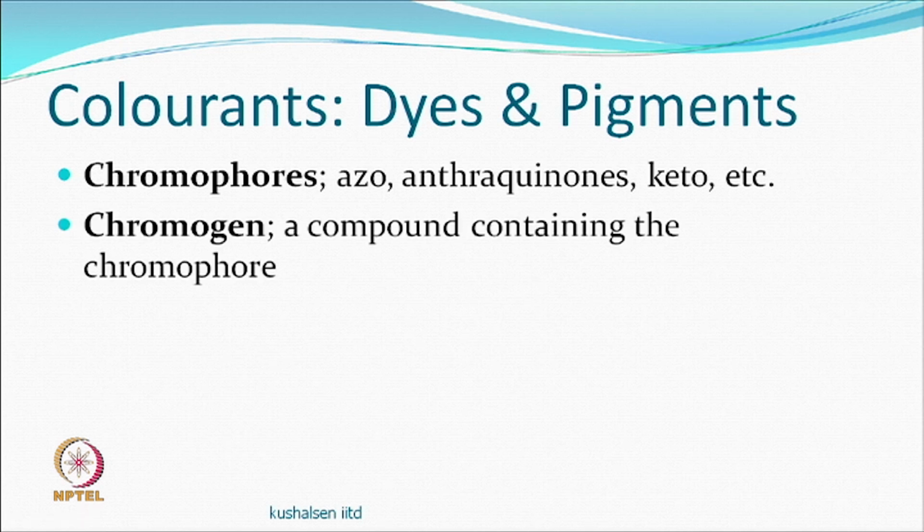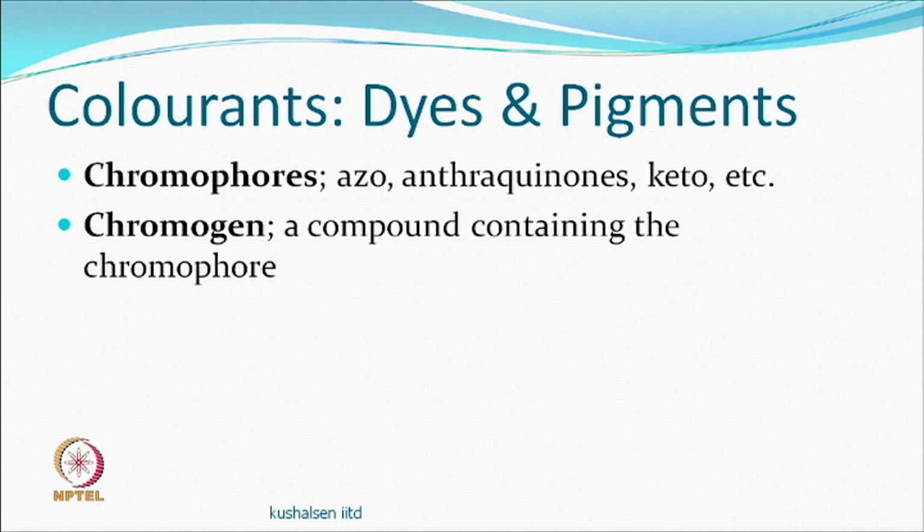Chromogen is another supporting compound which obviously contains the chromophore. Now, the main body of the dye or pigment is the one which holds the chromophore, but it must also be interacting with the fiber. That is, when we talk about affinity towards a fiber, then some of these things can define it.